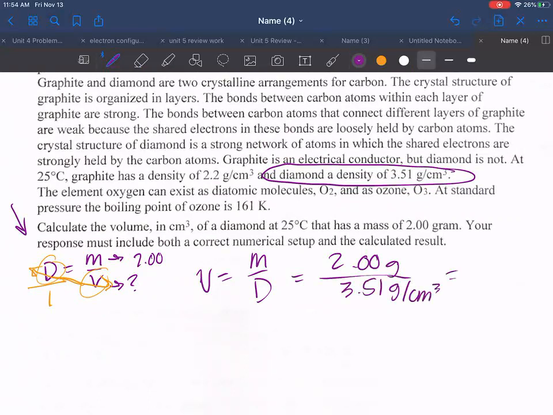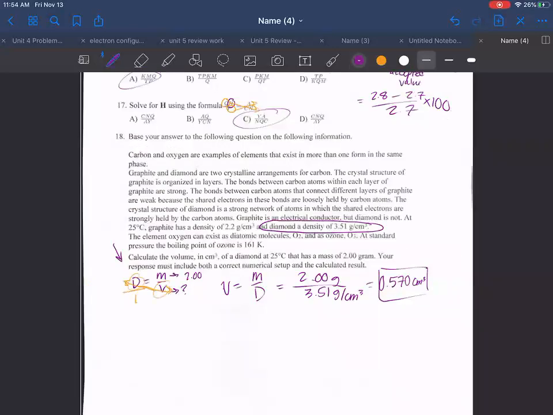What do you guys get for a volume? Awesome. 0.570, right? Yeah, okay. Centimeters cubed. Any questions on that one?